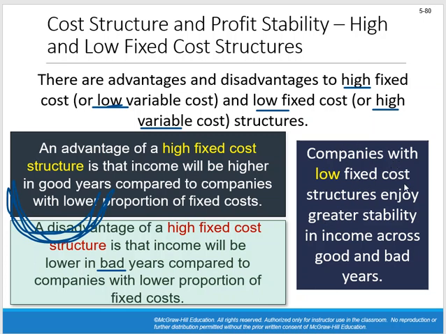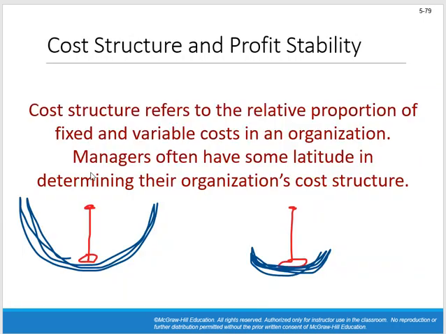Companies with low fixed cost structures enjoy greater stability in income across good and bad years. So going back to the pendulums, high fixed costs is when the pendulum swings high, versus high variable costs is where the pendulum swings low. So less risk, but also less reward.